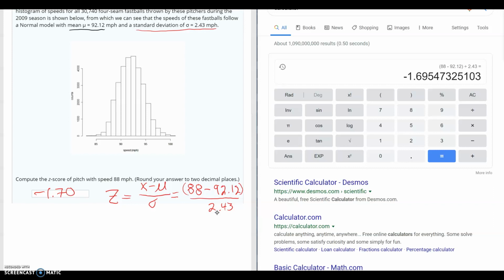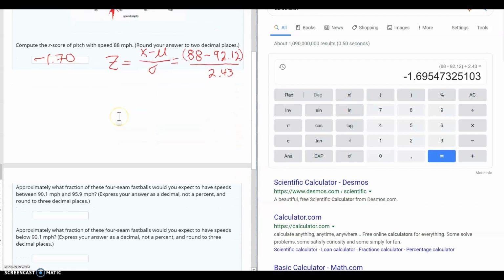It's negative because my 88-mile-an-hour fastball is somewhere down here. And you can see I'm below the mean, so I'm going to be negative. So I'm on the left-hand side. All right, let's go on to the next part of the question.